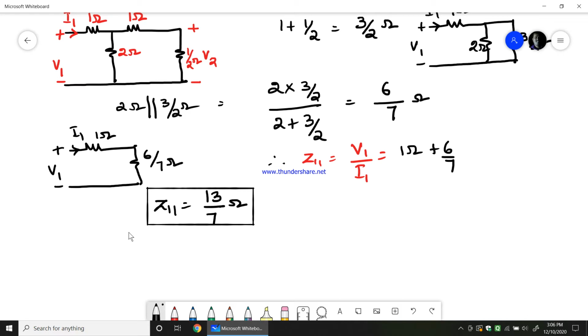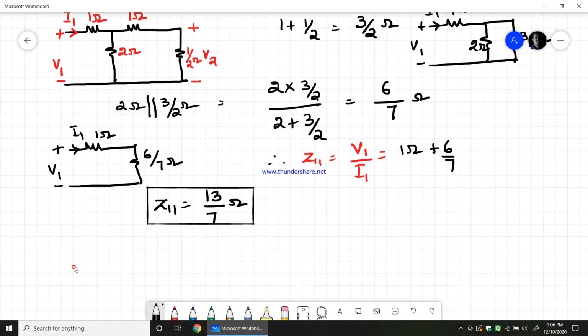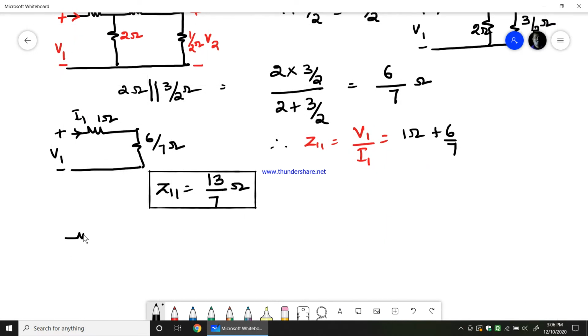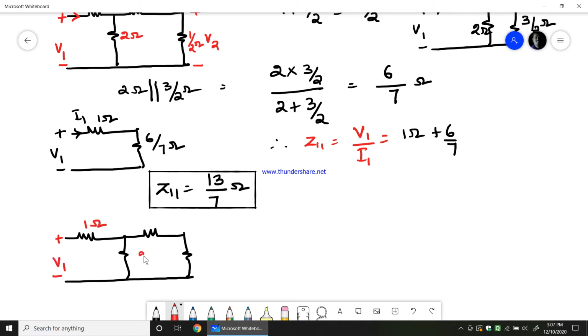Now to find Z21. I'll take back the same circuit once again that I wrote earlier. So I have 1 ohm, 2 ohm, 1 ohm, and 1 by 2 ohm, with V1 at the input, and across this 1 by 2 ohm is V2. This would be the current I1. Now this current I1 is getting divided into IA and IB.